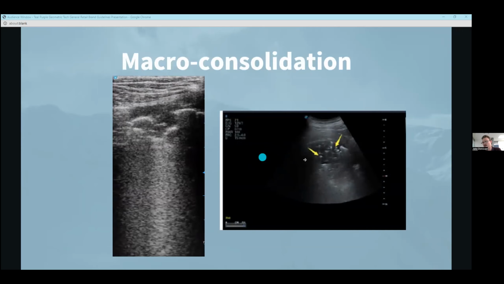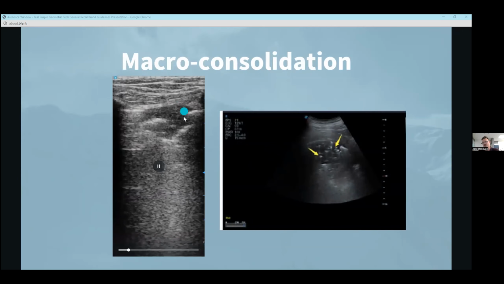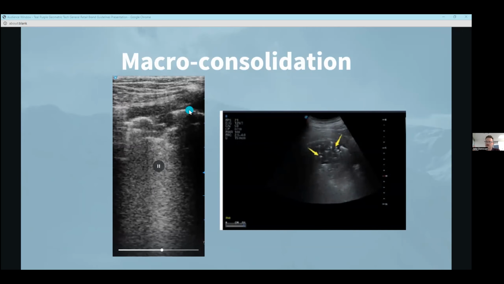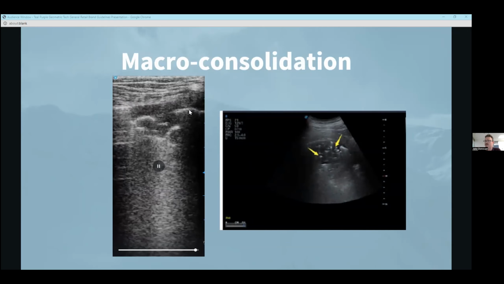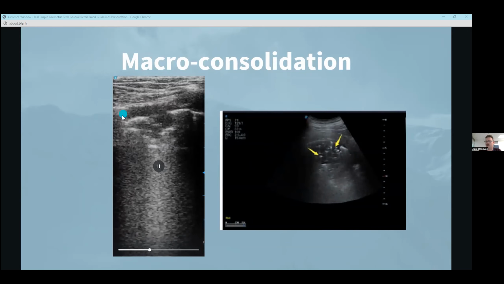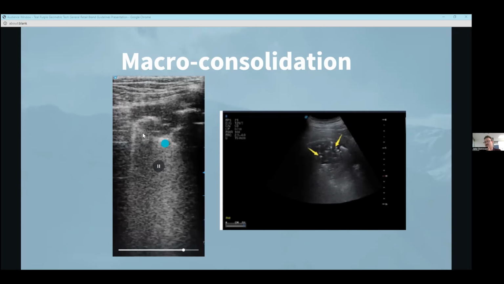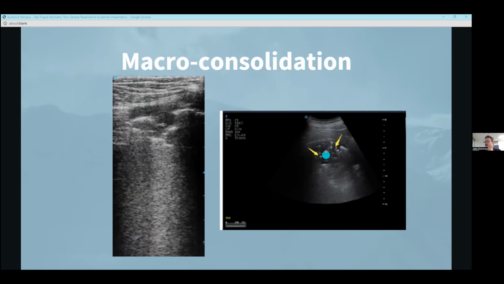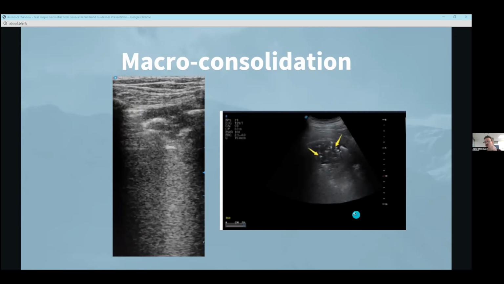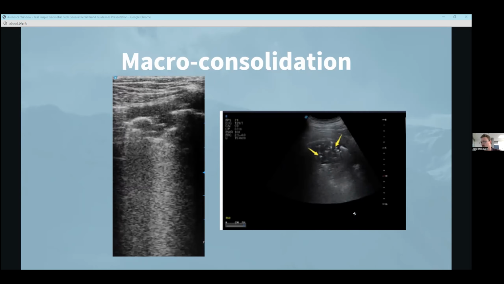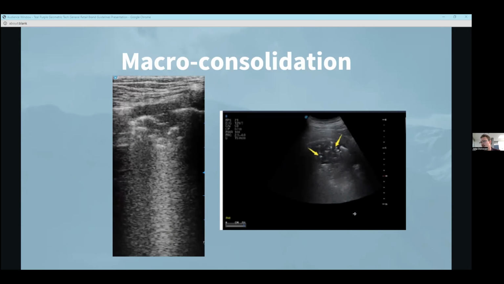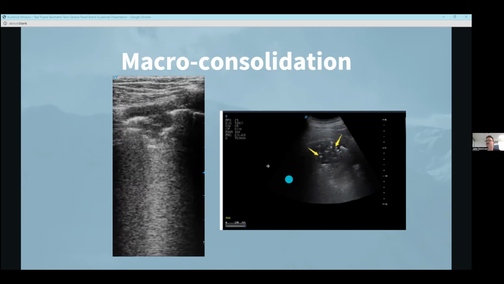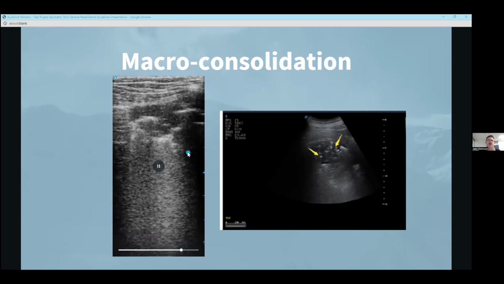Moving on to a more macro consolidation, this is the same image as before. It's the shred sign, and it's larger. You can see a little bit of lung on the left side of the image, and the rest of it is consolidation with some B lines heading down underneath. In the image on the right is the more typical consolidation, with air bronchograms and fluid-filled areas, that we'd consider to be macro.